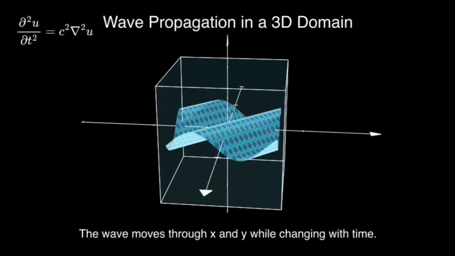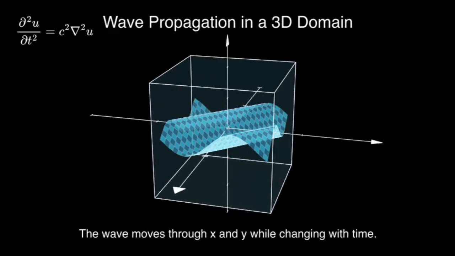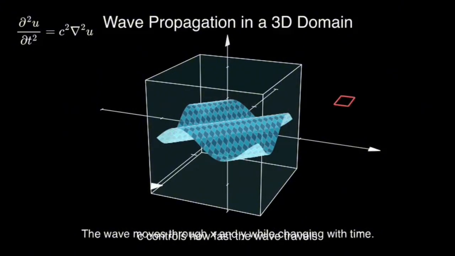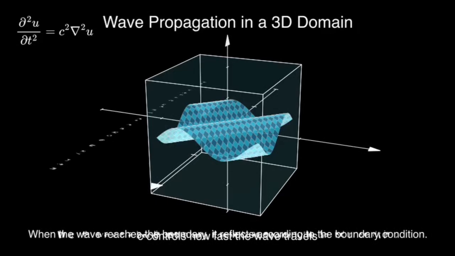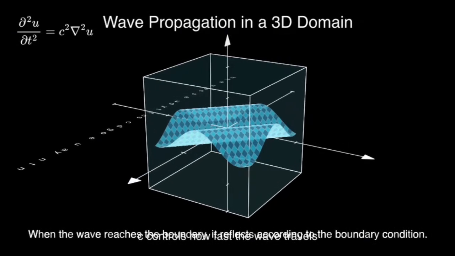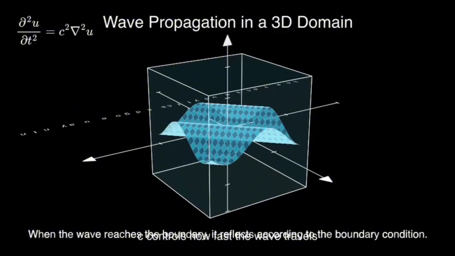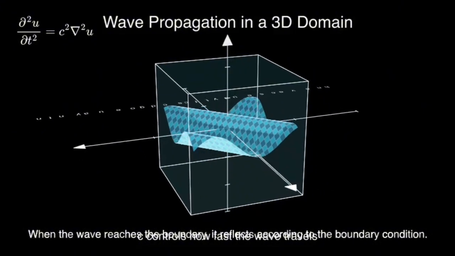When the wave reaches the boundary of the domain, its behavior depends on the chosen boundary condition. It may reflect, remain fixed, or partially interact with the boundary. This is why the wave equation is fundamental in physics and engineering. It allows us to predict wave behavior in space and time.